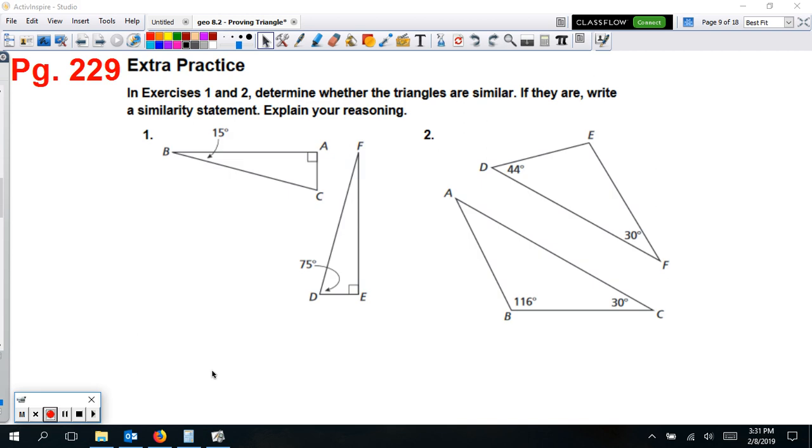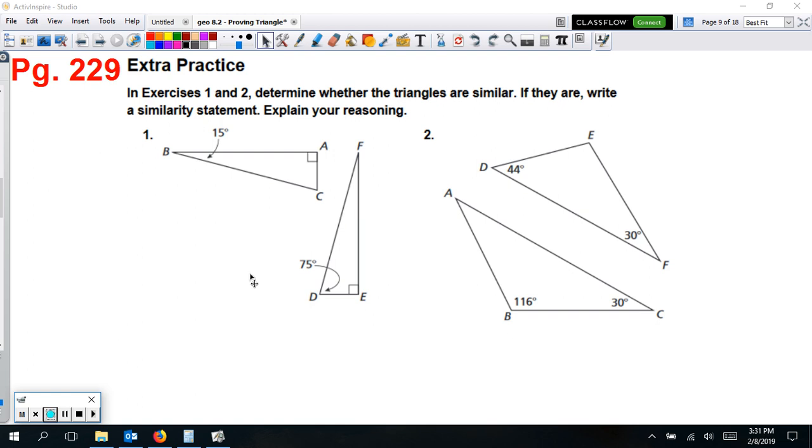Okay, so there on page 229, the extra practice starts. So number 1 and 2 are just like that problem I was showing you, and you can just stop the video and pause it here. Try these 2 problems and see if you can get this right, determine whether the triangles are similar, and if they are, write a similarity statement and explain your reasoning. So if you can try to do that and then play it again and then see if you are correct and just fix anything if you made a mistake.